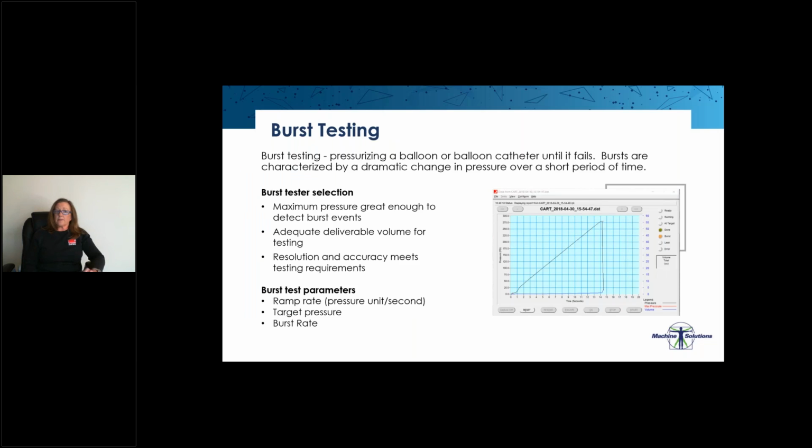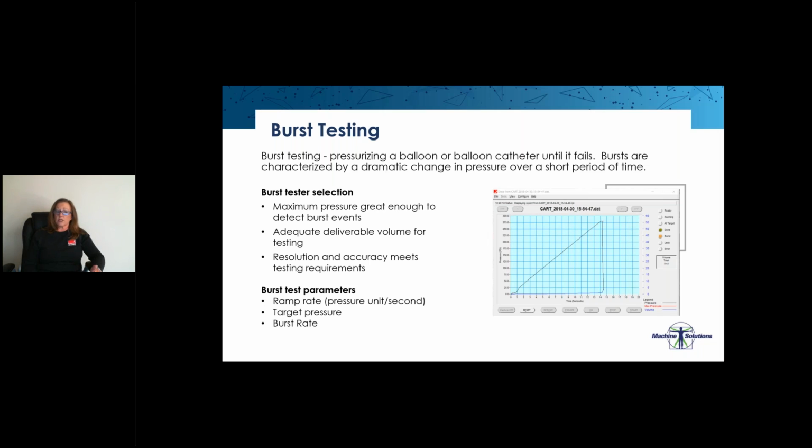Burst testing is the pressurization of a balloon or balloon catheter until it fails. Bursts are characterized by a dramatic change in pressure over a short period of time. It's important to use the right tool or piece of equipment to get a job done accurately and correctly. And selecting a burst tester is no different. Some things we want to consider in our selection are things such as, does the tester have a maximum pressure great enough to detect burst events? Do we have adequate deliverable volume for testing? And are the resolution and accuracy good enough to meet our testing requirements?